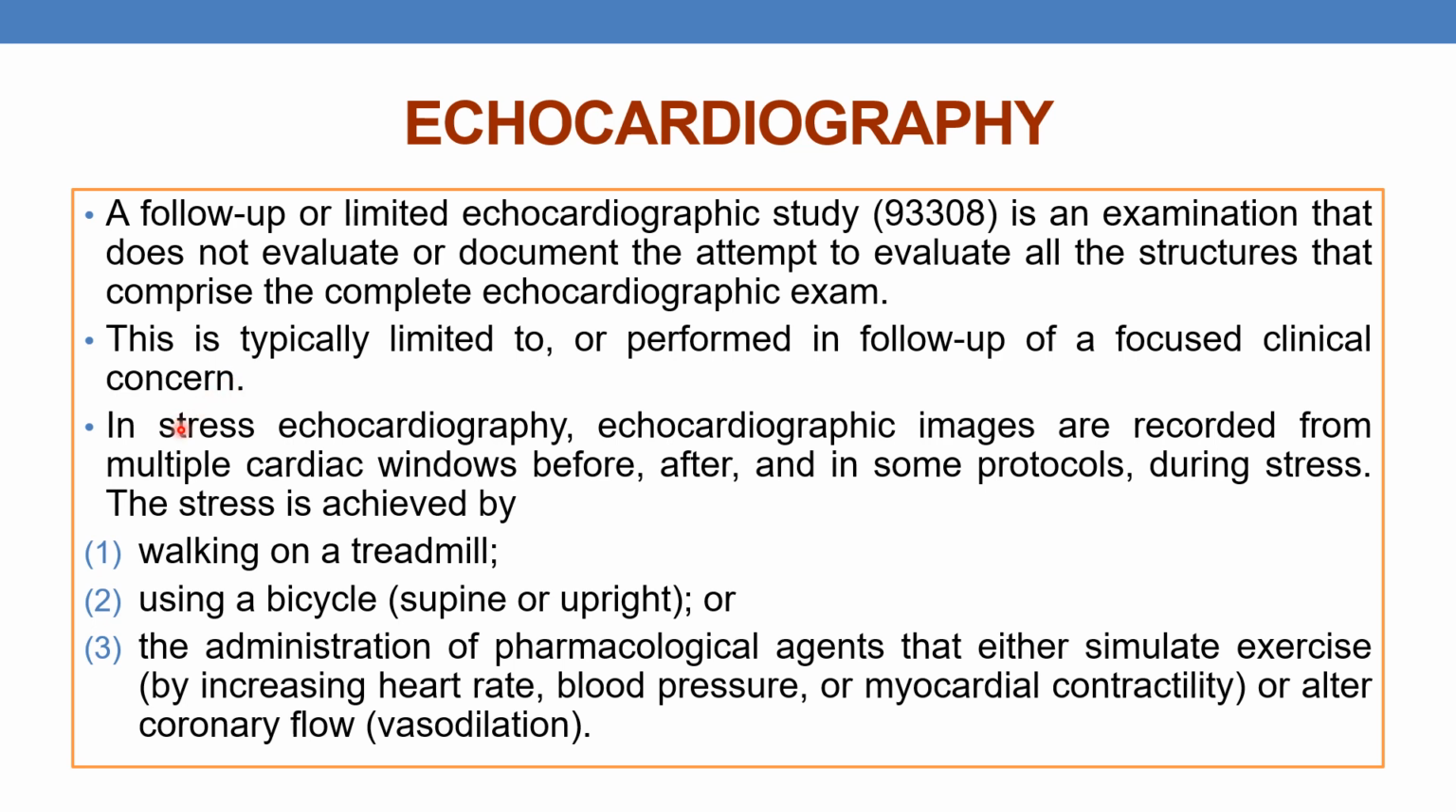The next is stress echocardiography, in which echocardiographic images are recorded from multiple cardiac windows before, after and in some protocols during the stress. And the stress is achieved by either walking on a treadmill or using a bicycle, supine or upright, and/or administration of pharmacological agents that either simulate exercise by increasing the heart rate, blood pressure or myocardial contractility, or alter the coronary flow by vasodilation. The stress can be achieved in these ways.